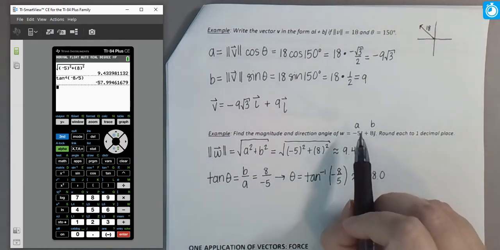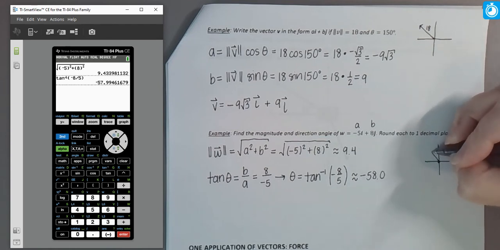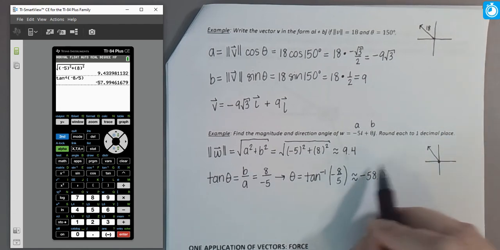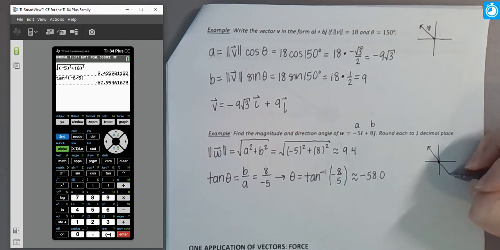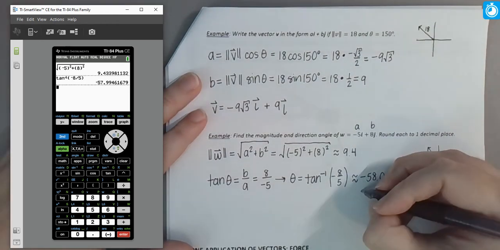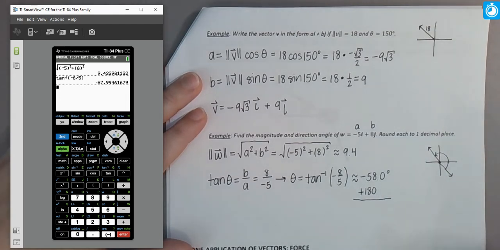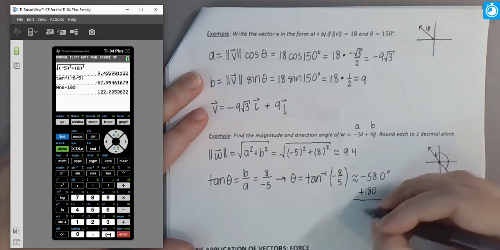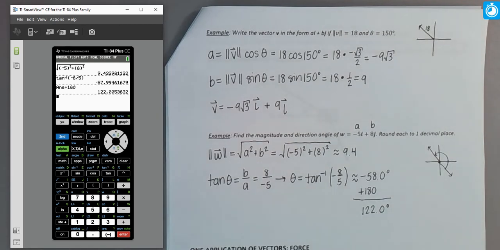Now, let's see if this makes sense, because we said A was negative and B was positive. So starting from standard position at the origin, A is negative, B is positive, which would take us somewhere into the second quadrant. But this angle would take us into the fourth quadrant. So it's not the angle we want. The angle we want is the angle we would get if we added an additional 180 degrees to this angle. So we're going to add 180 to it, and that's going to take us to another angle that has the same value for its tangent and meets our requirements. So approximately 122 degrees. That is going to be our direction angle.